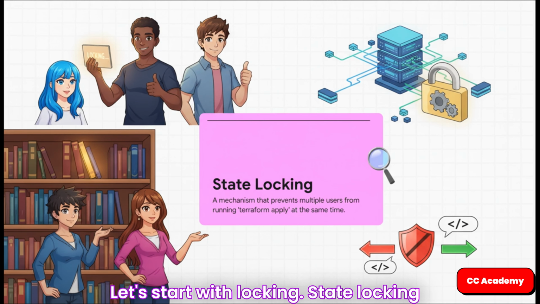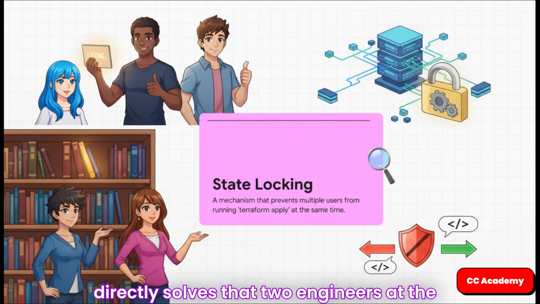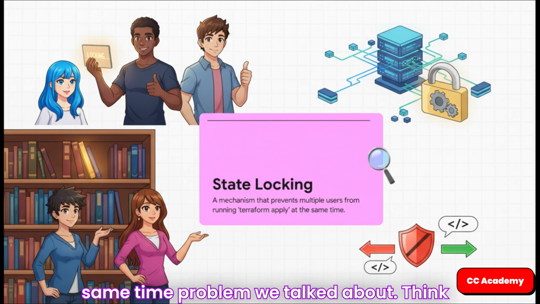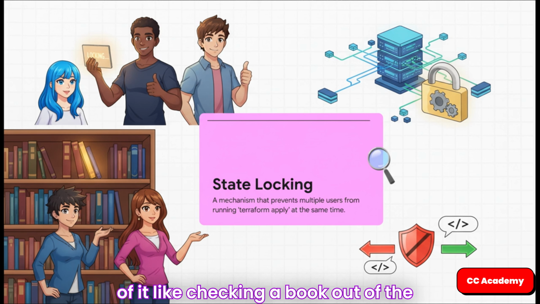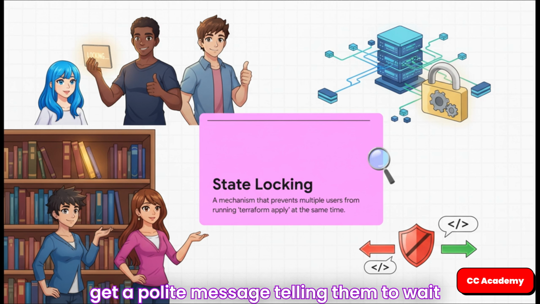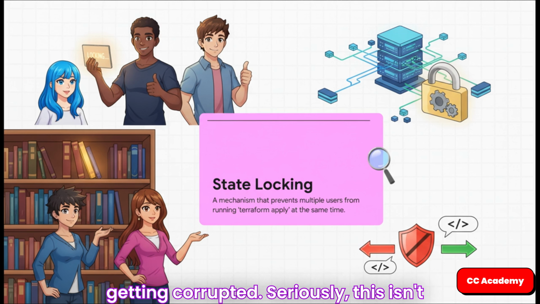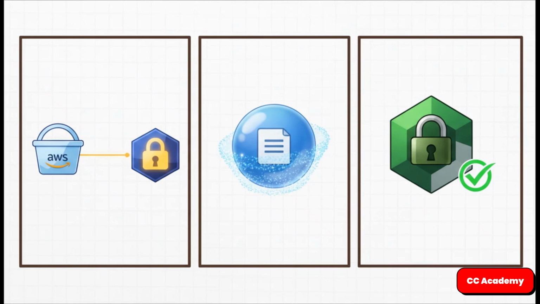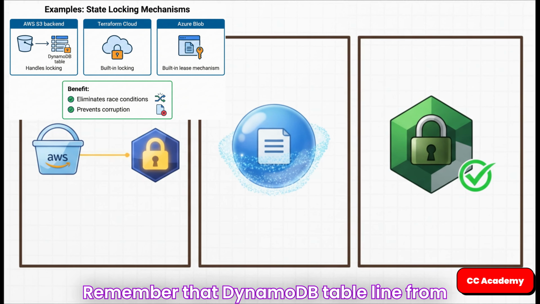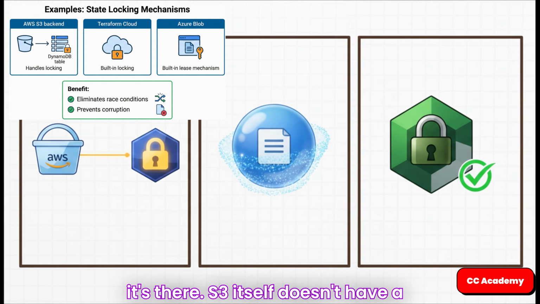Let's start with locking. State locking directly solves that two-engineers-at-the-same-time problem we talked about. Think of it like checking a book out of the library. When one person starts a terraform apply, Terraform locks the state file. If anyone else tries to run an apply while it's locked, they'll just get a polite message telling them to wait their turn. This completely eliminates those dangerous race conditions and prevents your state file from ever getting corrupted. Seriously, this isn't optional. It's an absolute must-have. Remember that dynamodb_table line from the code a minute ago? Well, this is why it's there.